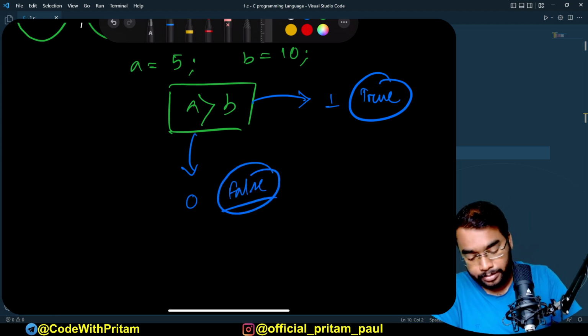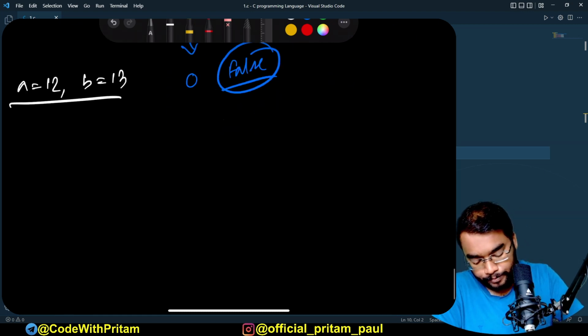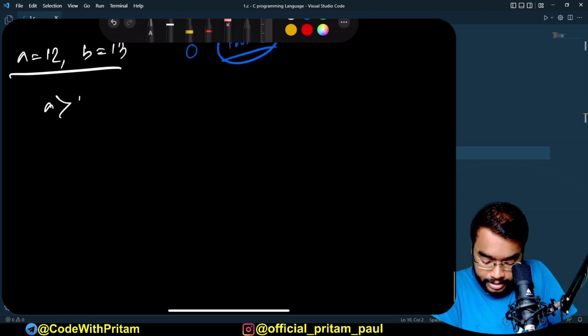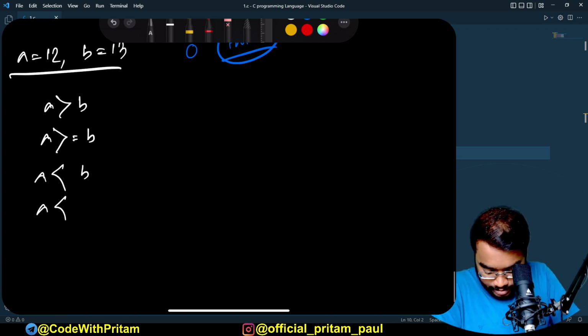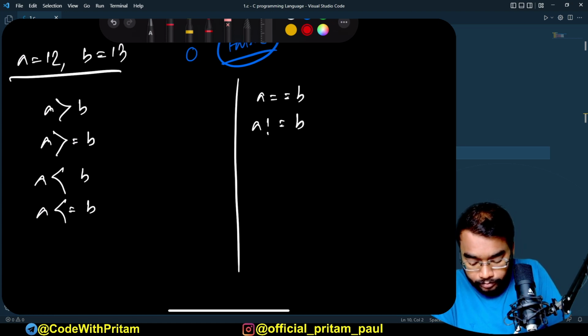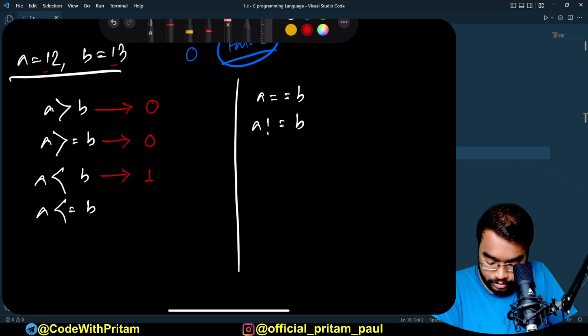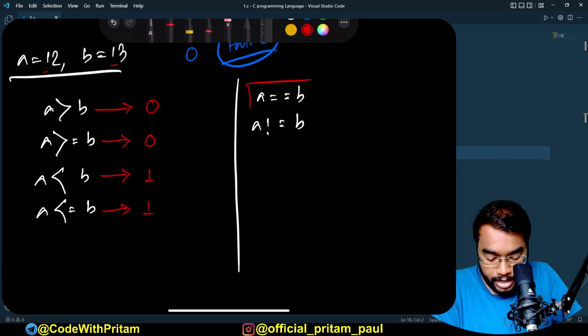For example, if I write a equal to 12 and b equal to 13, what will a greater than b, a greater than or equal to b, a less than b, a less than or equal to b, a equal b, and a not equal b return? Now, as 12 greater than 13 is false, that means 0, this is also 0, this is 1, this is 1.